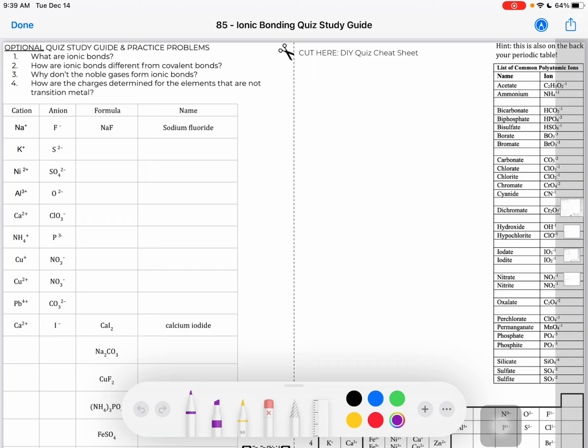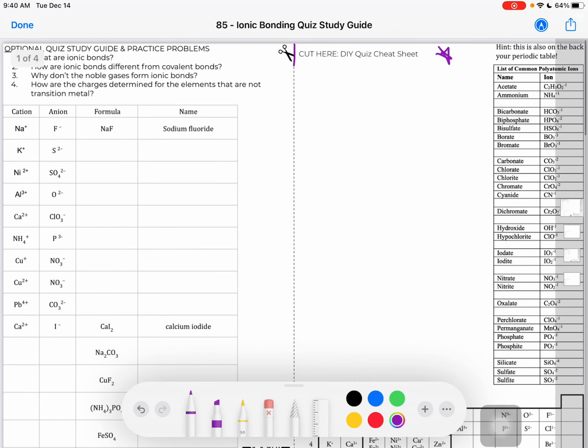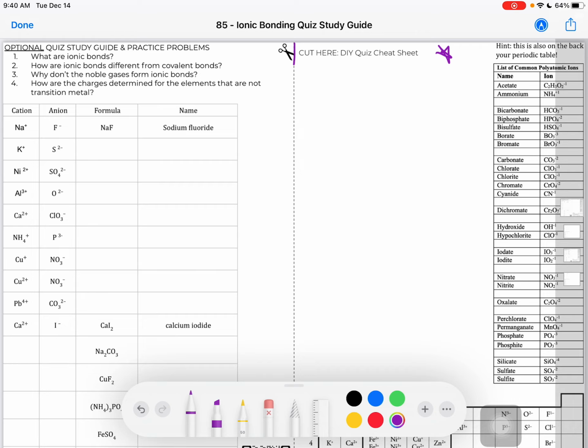In class, you should have gotten this optional study guide that was by the door. It was yellow in color, but here is the PDF version. Down this half here, you can cut it in half and use this side as your study guide. You can use front and back. You can write whatever you want on this page. Front and back, it's all for you to use as a cheat sheet for the quiz.